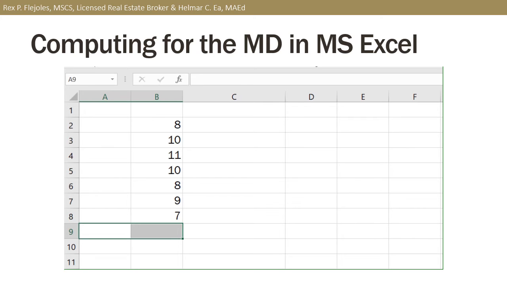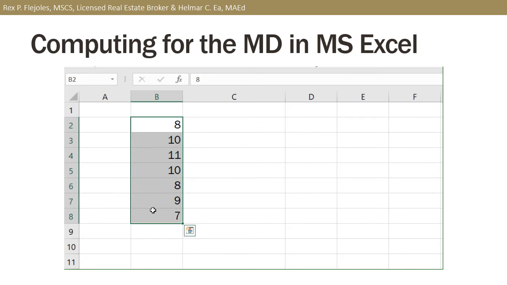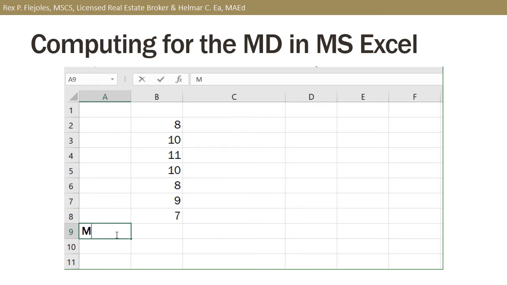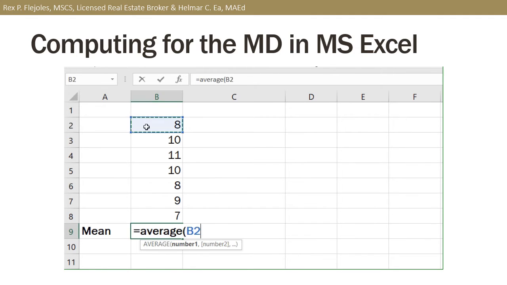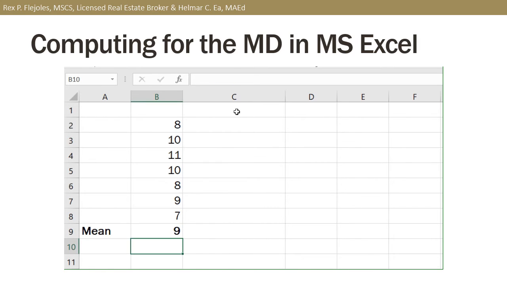At this time, let me show you how to compute for the mean absolute deviation in MS Excel. Using the same data set, the first thing that we're going to do is to compute for the mean. The mean of this data set is computed by making use of the average function in MS Excel. The result is 9.